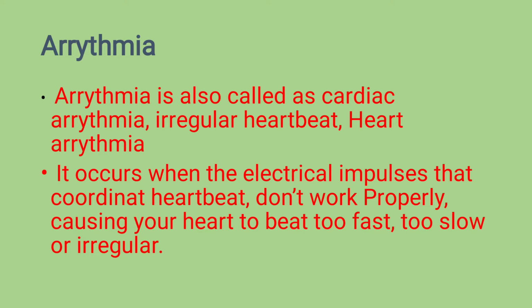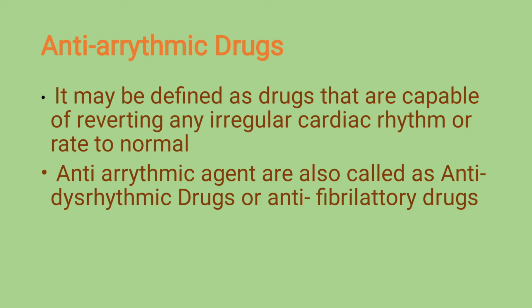First, shortly, we will discuss arrhythmia. What is arrhythmia? Arrhythmia has different names. That is cardiac arrhythmia, and it causes irregular heartbeat, so it is also called heart arrhythmia. Why does this occur? Arrhythmia occurs when the electrical impulses that coordinate the heartbeat don't work properly. It causes the heart to beat too fast, too slow, or irregularly.